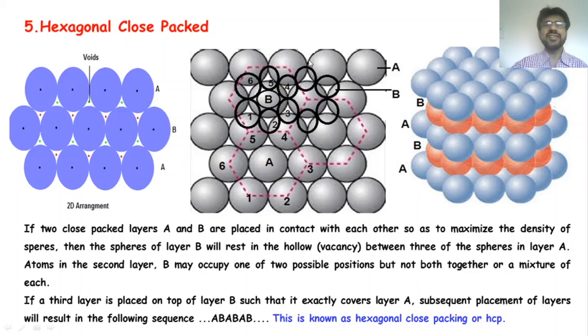Suppose this is the layer, the atoms which are in the layer A. Now these dark or black rings are the atoms in the layer B. So we can see here the position of these atoms of the layer B, which are present over the voids of the layer A.